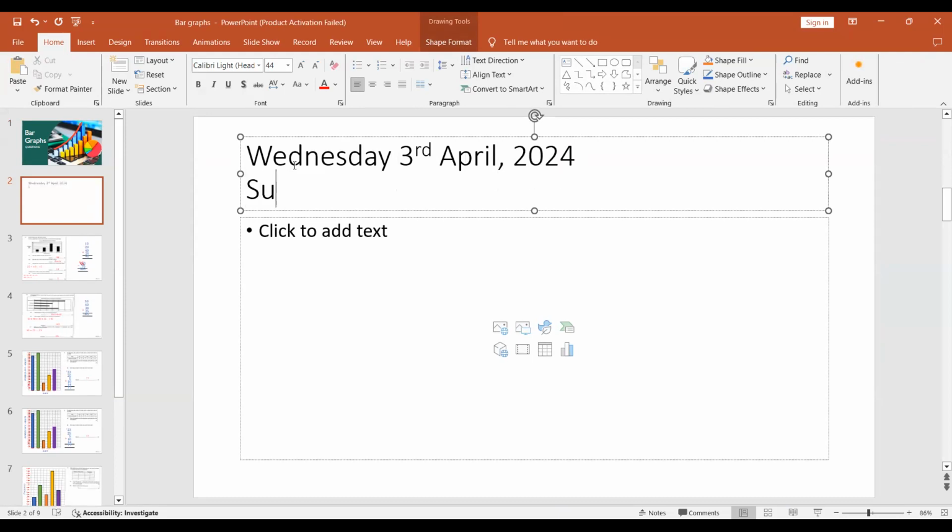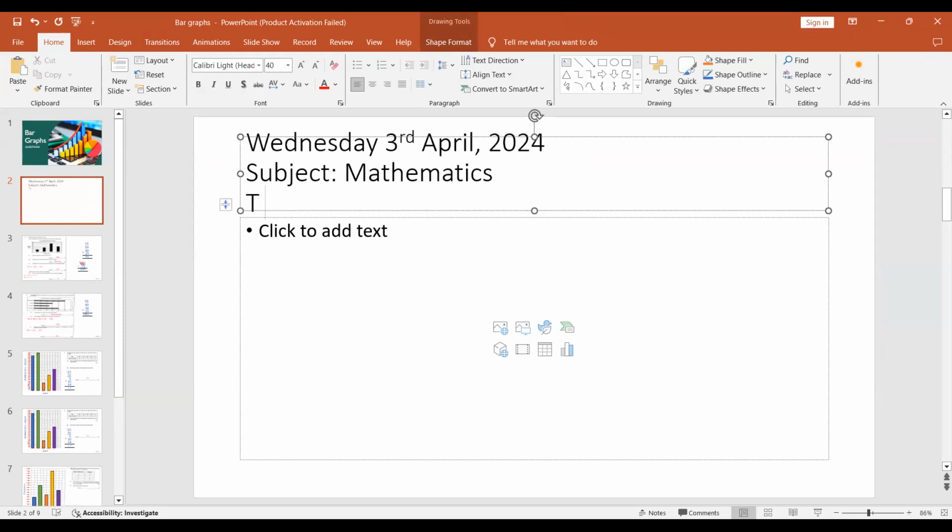The subject is, of course, mathematics. And the topic is bar graphs. We're still on bar graphs. It's going to be bar graphs part 2.